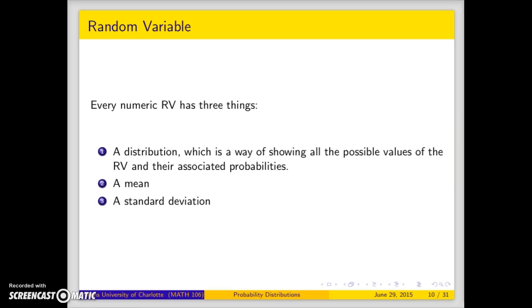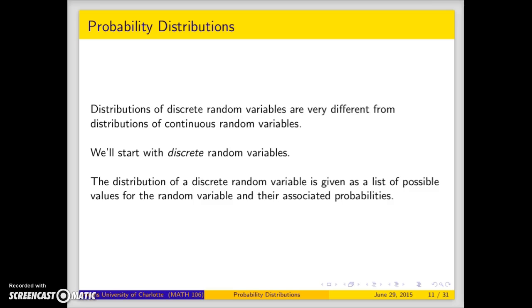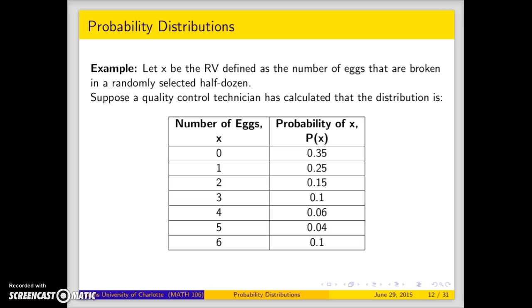Every numeric random variable has three things: a distribution, a mean, and a standard deviation, of which we went over the definitions in the previous lectures. This slide is a review from the previous lecture as well, but we will be looking mainly at discrete random variables right now. And here's an example.